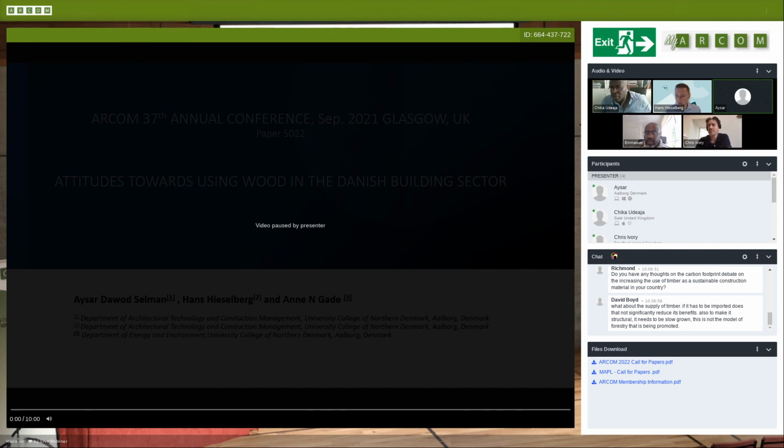Chika? Yeah, go ahead. There's a question from David. Can I read it out? Yeah, go ahead. Okay, it says, what about the supply of timber? If it is to be imported, does that not significantly reduce its benefits? Also, to make it structural, it needs to be slow grown. This is not the model of forestry that is being promoted.